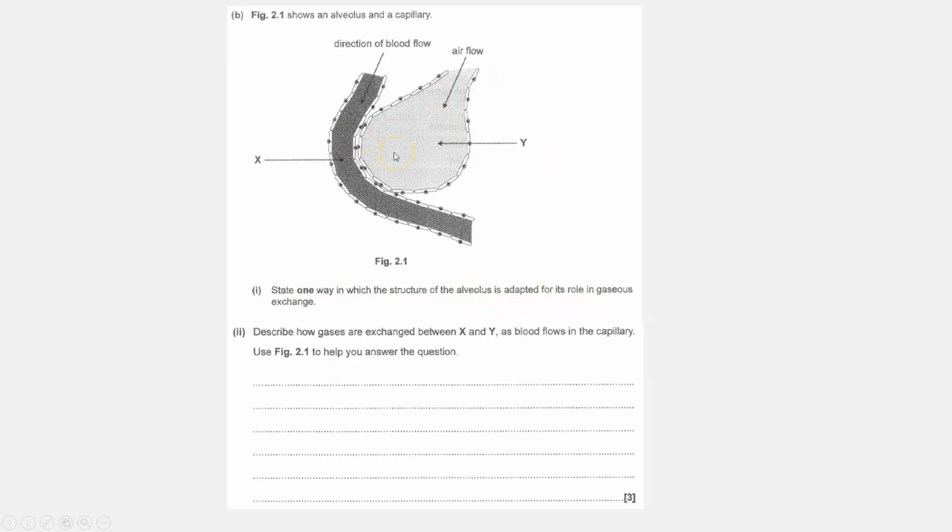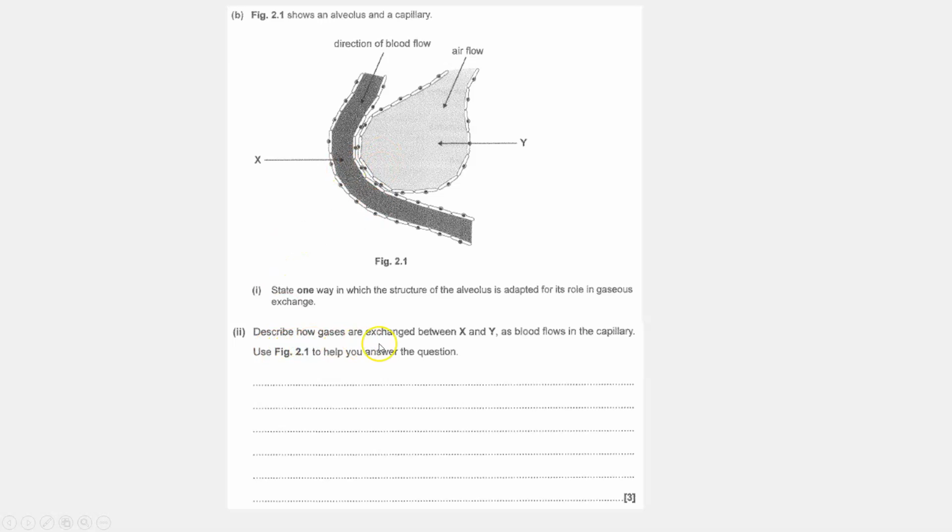One cell thick. So nice and simply, it's one cell thick, which means that gases can pass through the alveoli and the capillary really easily, because we know as well that the capillary is one cell thick as well. So both of them are really thin, so that gases can exchange.